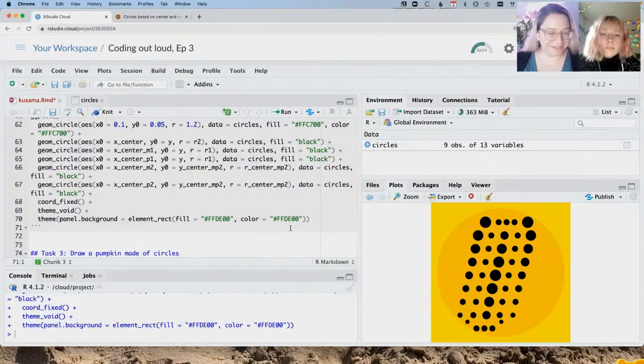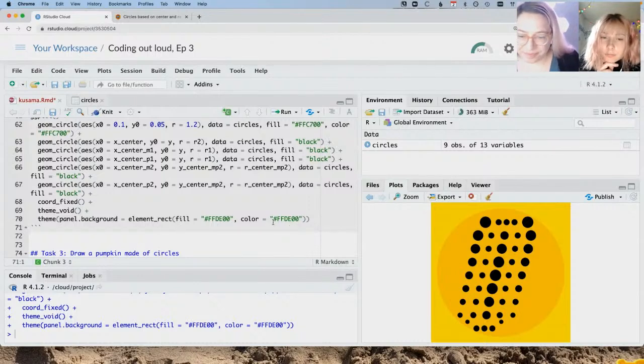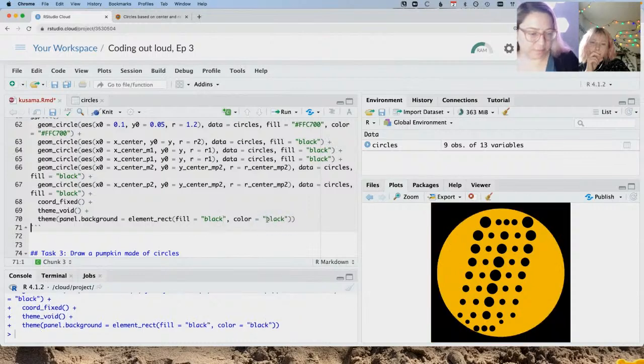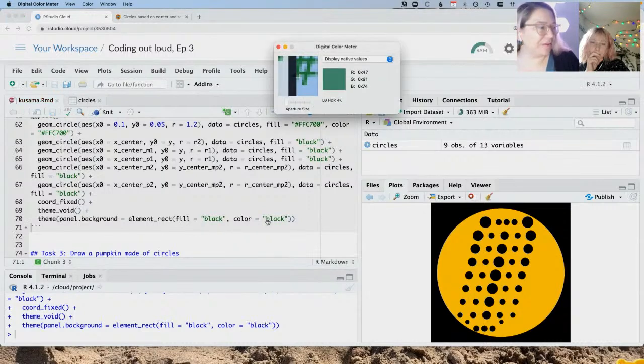Or we could make it black around it. I don't know. I like the two yellows. We could look at black though. Do you want to try it? Yeah, let's give it one try. Yeah, maybe the yellow is better.